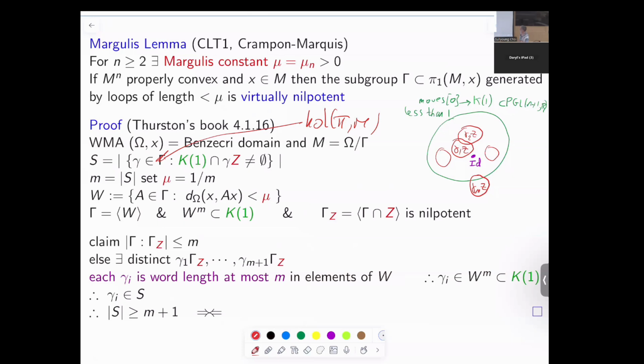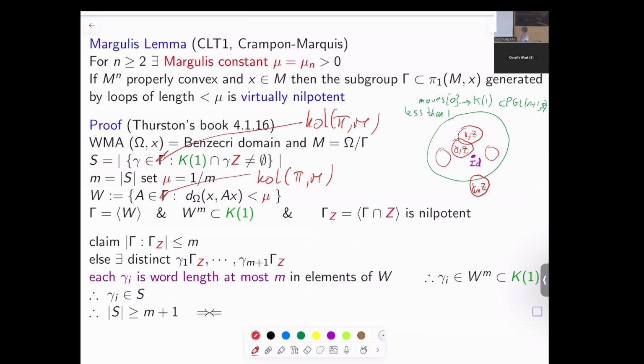And then I'm going to take W to be the set of elements in par 1 of M, or the holonomy of par 1 of M. I'm going to take the elements in the fundamental group of M that move, where X here is the base point. So omega is the Benzacree domain. We've put this domain in, made it into a Benzacree domain, and it's moving the origin at most this constant mu that I've just told you.